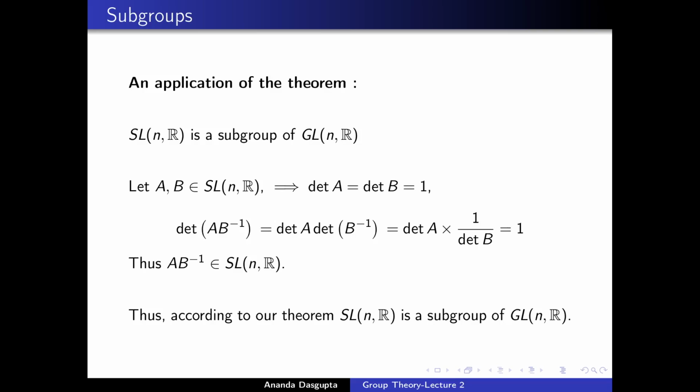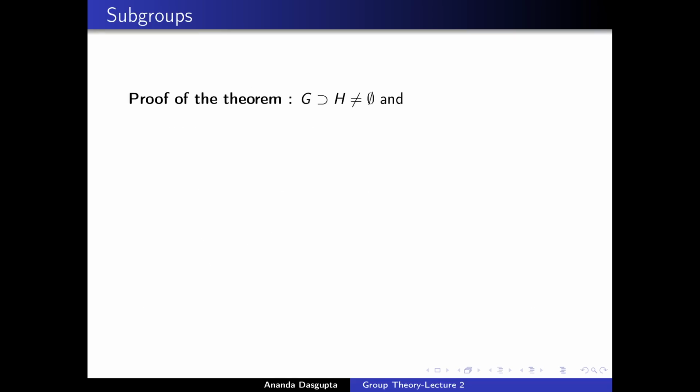So let us now go on and show how a proof of this theorem can be easily obtained from the basic properties of a group. The proof of this theorem goes as follows. We are starting with a subset H of G, which is non-empty, and remember, what we are demanding is that for all H1 and H2 that you can pick from capital H, H1 H2 inverse is in capital H.